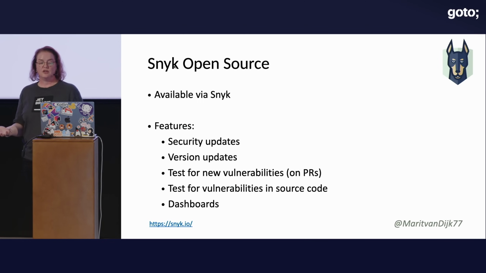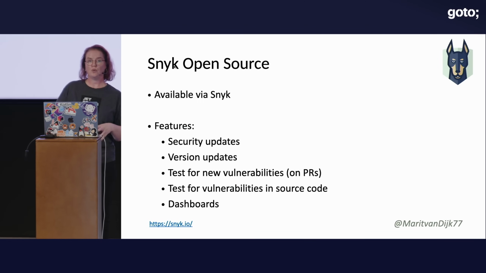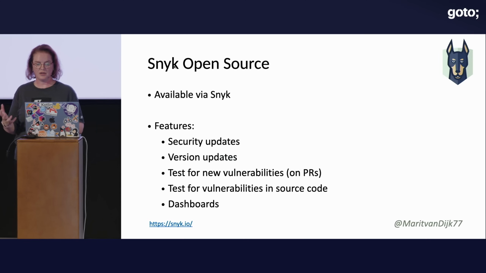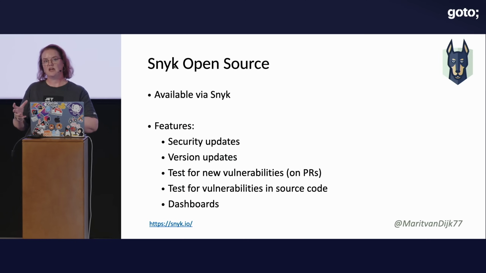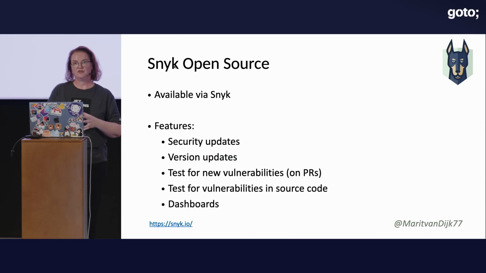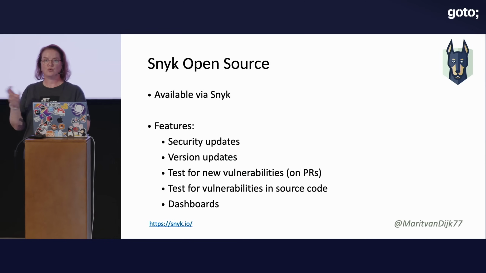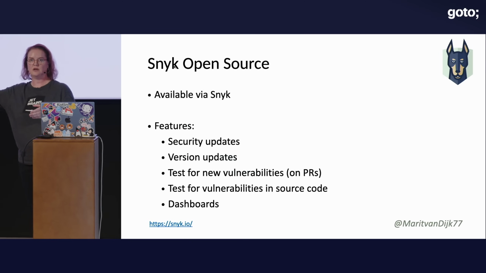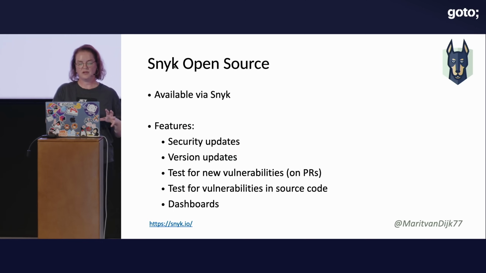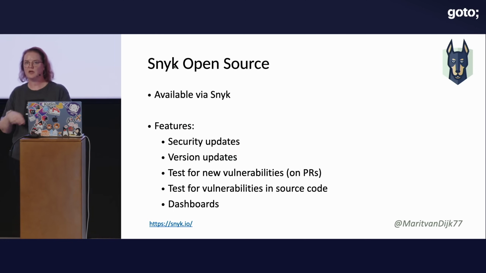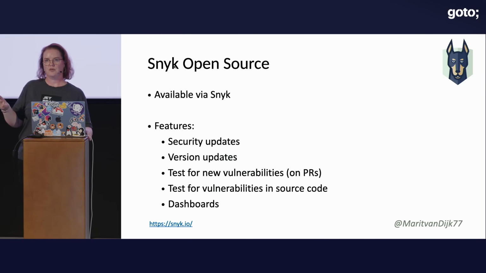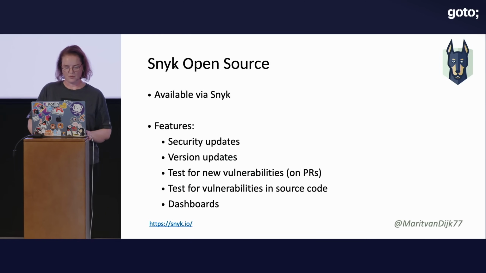The last option is Snyk open source, which also offers security updates and version updates, but they have some additional features that can be really nice. One is that they can test for vulnerabilities on incoming PRs, which the other two don't. That's nice, because if someone tries to add a vulnerable dependency in between your weekly run, you can catch that on the incoming PR. And they can also test for vulnerabilities in your source code, which I won't look into because I'm comparing bots right now. And they create dashboards for you that are slightly better looking than the Renovate ones.